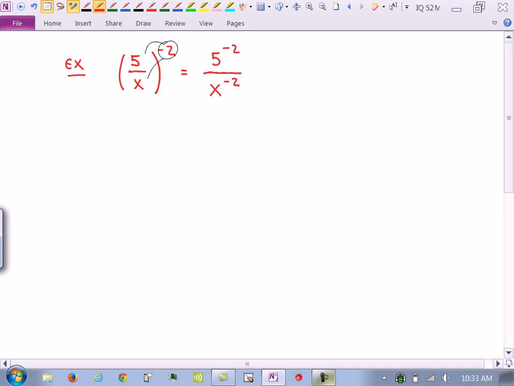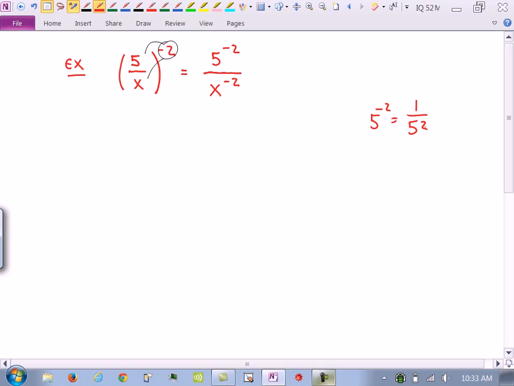This is going to be a little bit tricky. Let me see. What is 5 to the negative 2? We don't like to leave it as 5 to the negative 2. What does 5 to the negative 2 become? 1 over 5 squared, right?